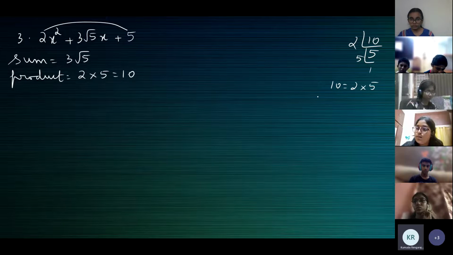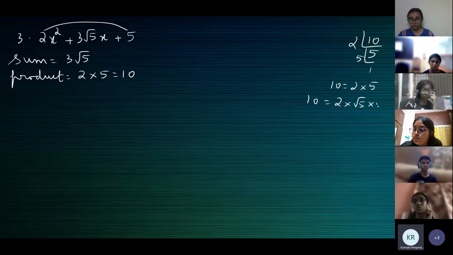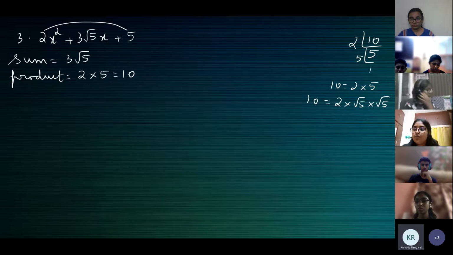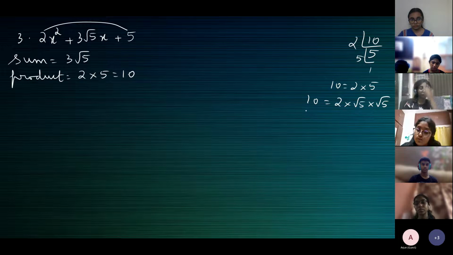So you must write 2 into 5 as 2 into root 5 into root 5, because root 5 into root 5 is 5. Because the sum is 3 root 5, the two numbers which you're going to find must have root 5 in them. Now use all these. You cannot do anything further.